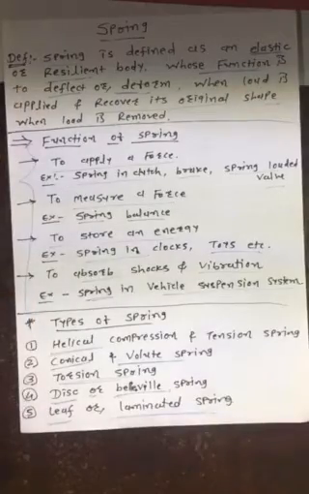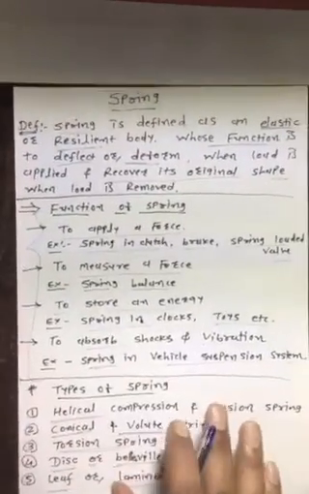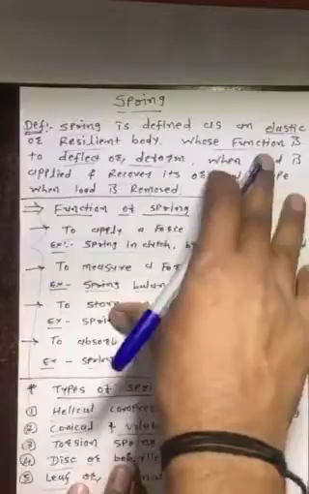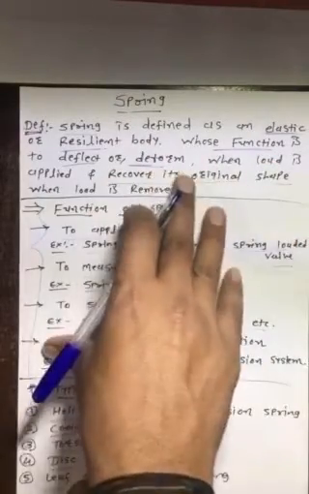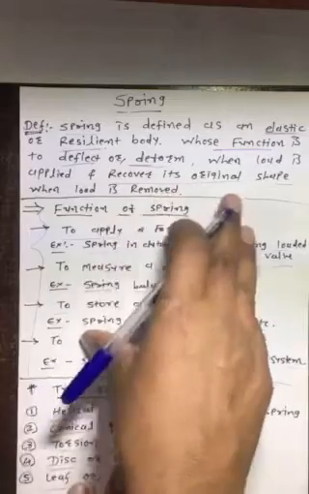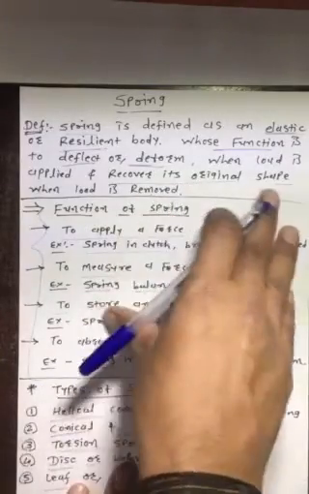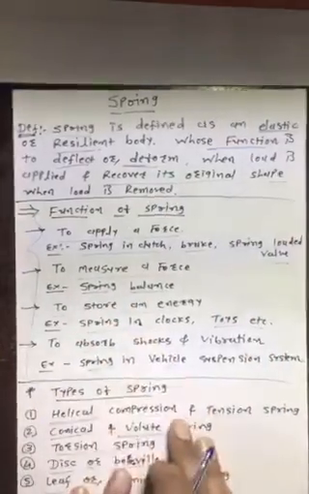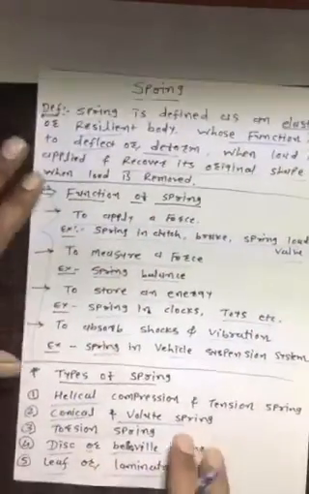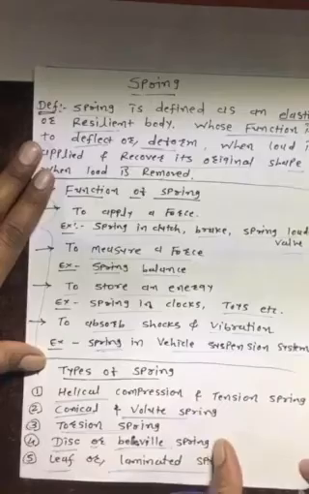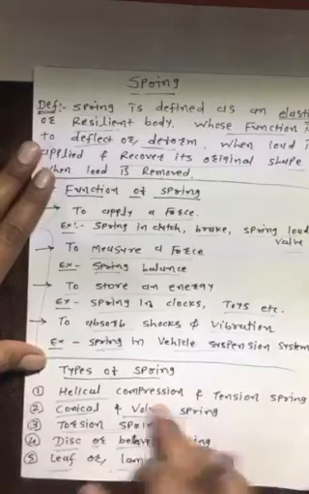Okay, clear this concept of the spring. Spring is defined as an elastic or resilient body whose function is to deflect or deform when load is applied and recover its original shape when load is removed. Then the function of the spring, and last the types of spring. First we can see the helical spring.